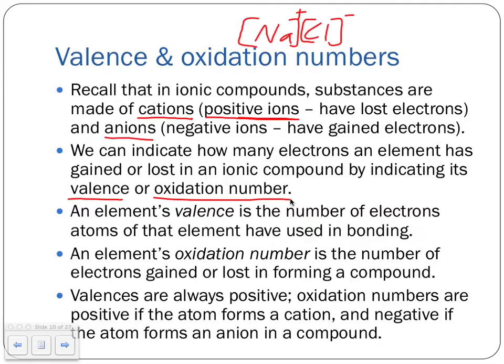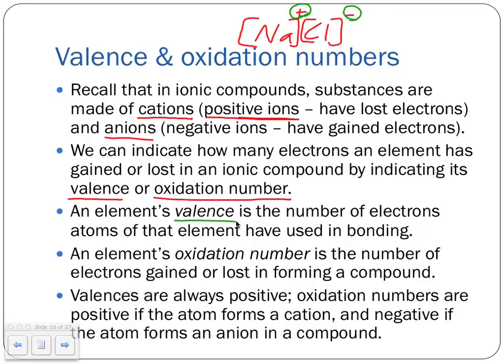So let's say that this sodium right here has a charge of just +1. That means it's going to lose 1 electron. That chlorine has gained 1 electron, but not every cation is going to lose 1 electron. Some will lose 2 or 3. Not every anion is going to gain 1 electron. Some will gain 2 or 3 or 4 or 5, like that. So let's look at these two terms.